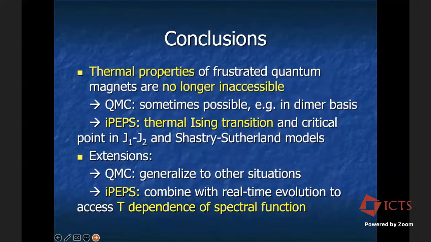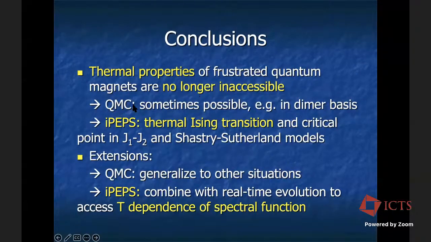So I think I'm slightly over time, so let me conclude now. The main conclusion is that thermal properties of frustrated quantum magnets are no longer inaccessible. I write it this way because, of course, it's not like you give me a model and I can do simulations right away. This is not that simple. iPEPS are very much lattice specific, but at least now we have opened, I think, a window onto this world of the low temperature properties of frustrated quantum magnets, with possibly a lot of phase transitions.